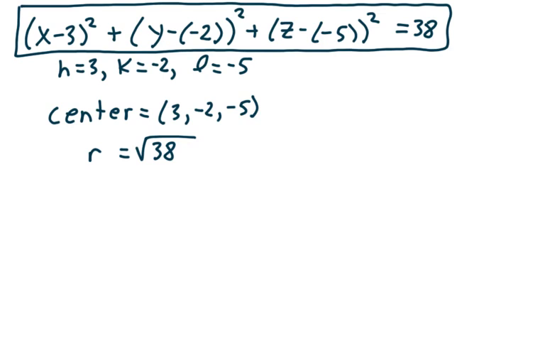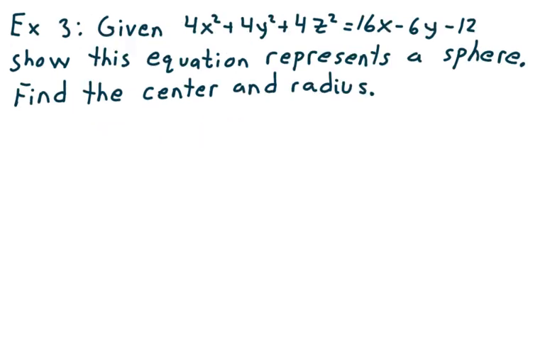Now, let's take a look at example 3. Same type of question. It says, given 4x² + 4y² + 4z² = 16x − 6y − 12, show this equation represents a sphere, and then it says find the center and the radius.